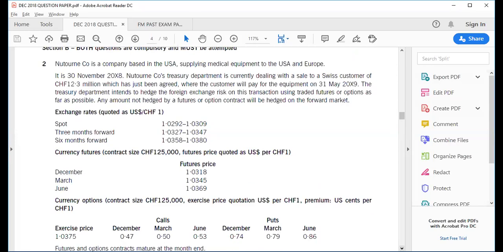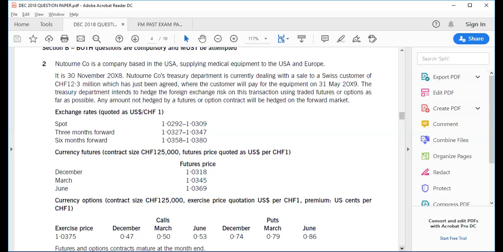It says Newton Company is a company based in the USA, supplying medical equipment to the USA and Europe. It is 30th November 2008. Newton Company's Treasury Department is currently dealing with a sale to a Swiss customer of 12.3 million Swiss currency, which has just been agreed, where the customer will pay for the equipment on the 1st May 2009.